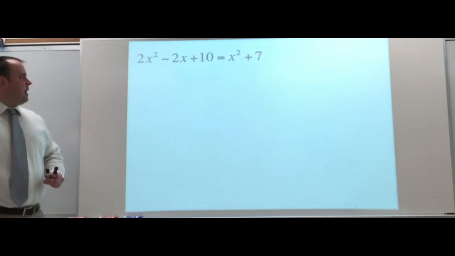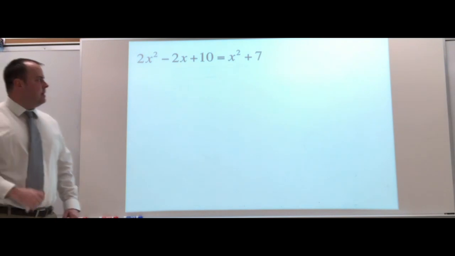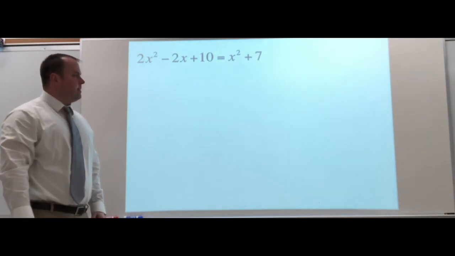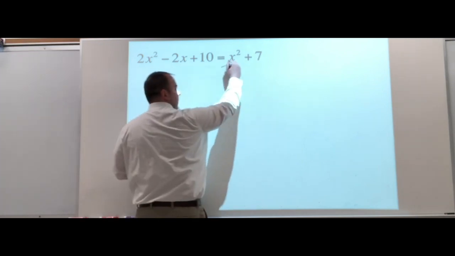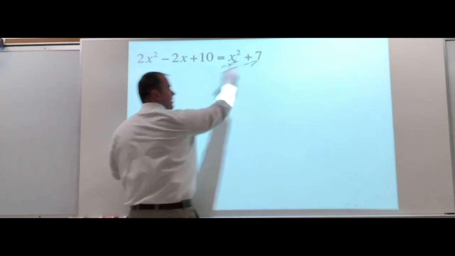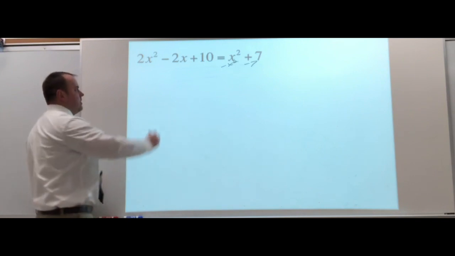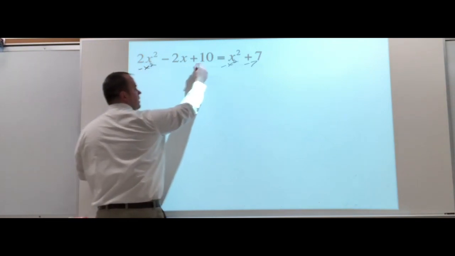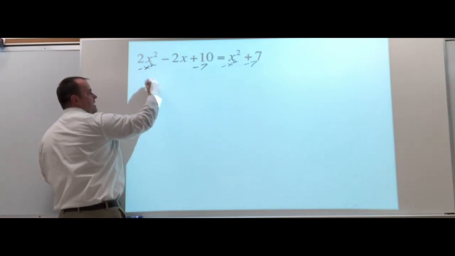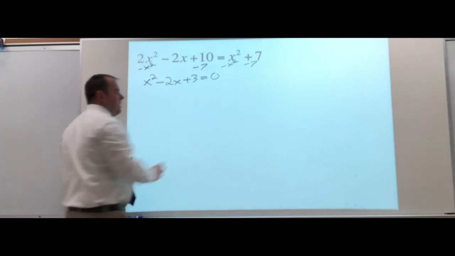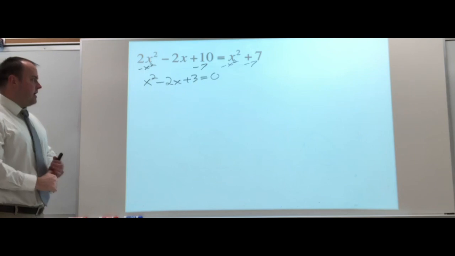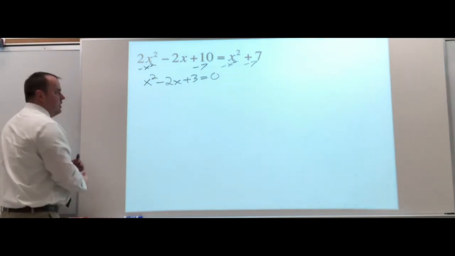Here we have 2x squared minus 2x plus 10 equals x squared plus 7. It's not in standard form, so the first thing is to put it in standard form. I'm bringing my x squared and my 7 over. x squared minus 2x plus 3 equals 0. Now we're in standard form, so now I can pick out my pieces.